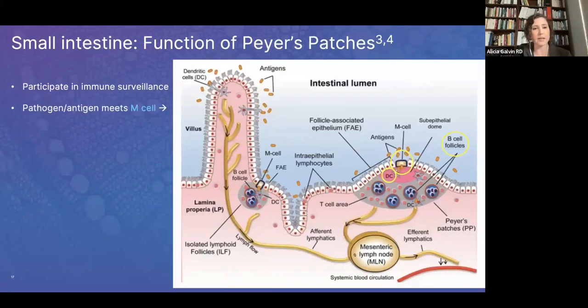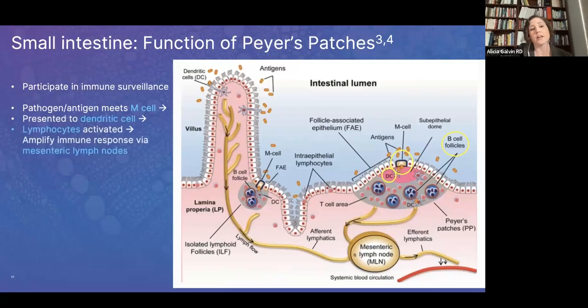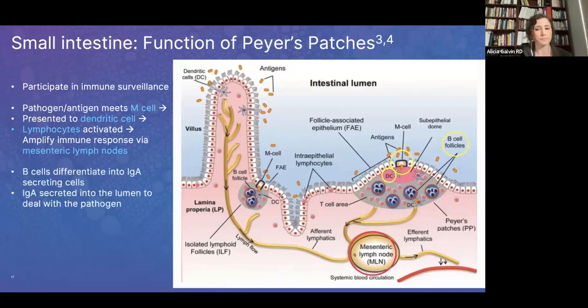The process of what's happening is you eat a bad piece of chicken, you have some Campylobacter, or you ingest something that really shouldn't have been ingested from food. That pathogen meets an M cell, and that M cell then takes it down. It gets presented to a dendritic cell. That dendritic cell then presents it. The lymphocytes go, oh my gosh, and it activates the immune response. And then you have these mesenteric lymph nodes that amplify that response. Now the B cells differentiate into IgA, which can then go and bind to that pathogen and deal with it in the lumen, to bind it and inactivate it.